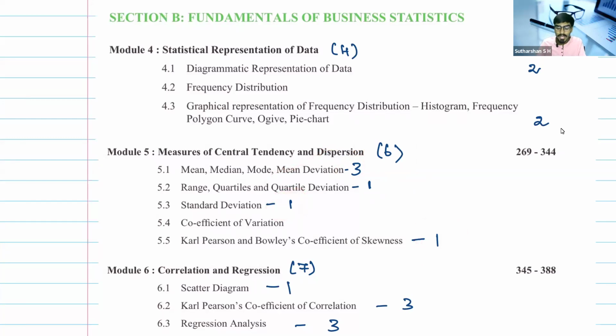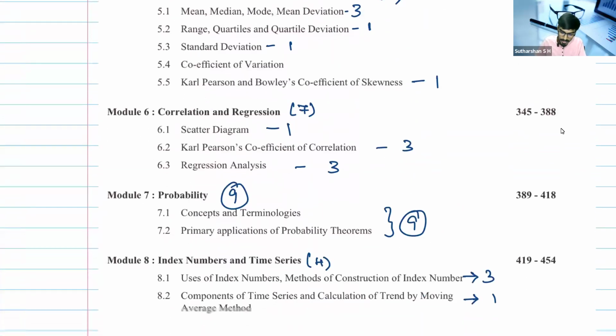And correlation and regression, they have tested you for 7 marks. From a scatter diagram, a theory based question, 1 question they have tested. Karl Pearson's coefficient of correlation they have tested 3. And regression analysis they have tested 3. You need to focus more on 6.3 category. That is a very crucial and most important area.